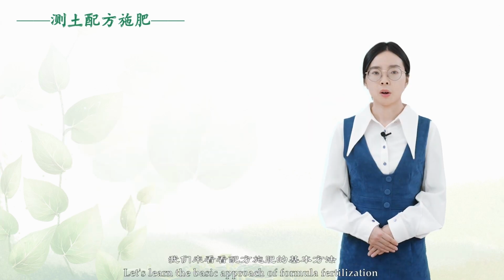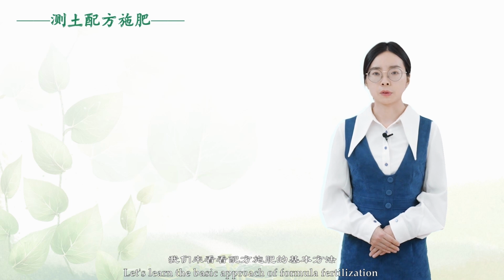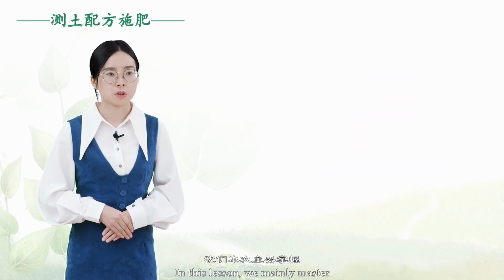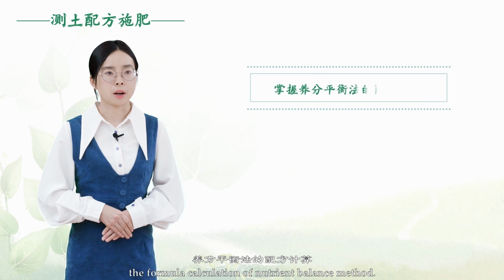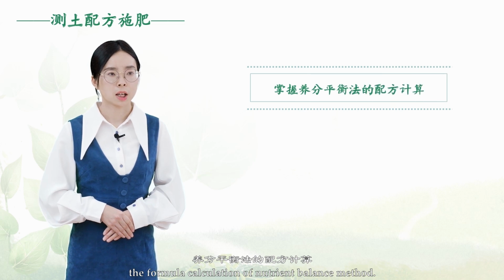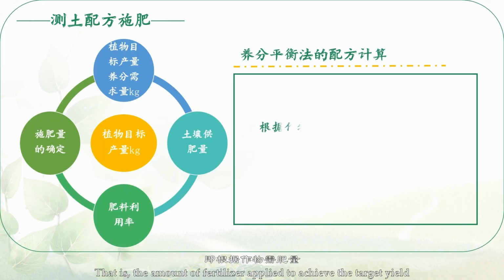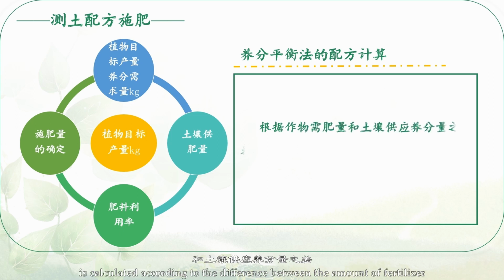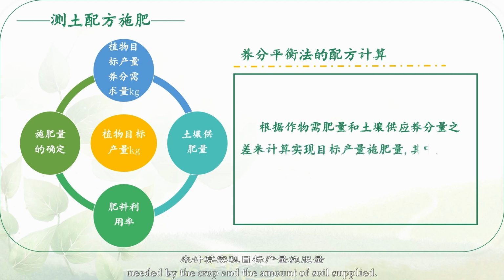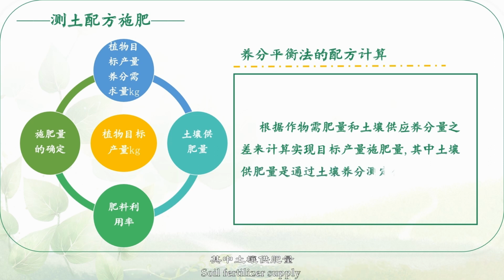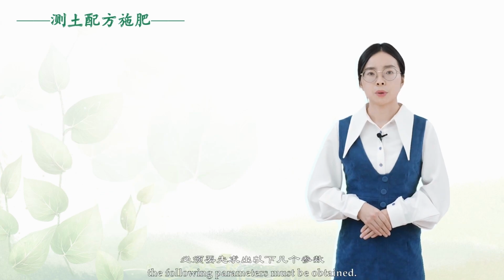Next, let's learn the basic approach of formula fertilization. In this lesson, we mainly master the formula calculation of nutrient balance method. That is, the amount of fertilizer applied to achieve the target yield is calculated according to the difference between the amount of fertilizer needed by the crop and the amount of soil supplied. Soil fertilizer supply is calculated by soil nutrient measurement. To apply the nutrient balance method, the following parameters must be obtained.